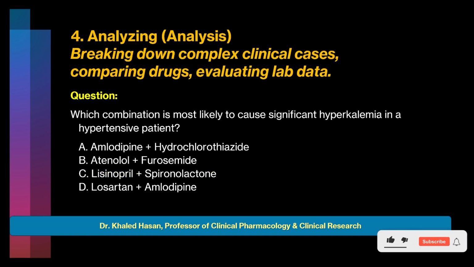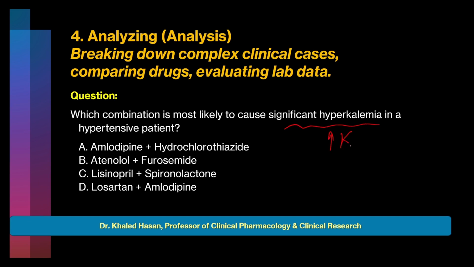Okay, analysis, breakdown of complex clinical cases here. Which combination is most likely to cause significant hyperkalemia in hypertensive patients? We're looking for increased level of potassium. Which of the following causes significant hyperkalemia in a hypertensive patient? A, amlodipine hydrochlorothiazide, B, atenolol furosemide, C, lisinopril spironolactone, or D, losartan amlodipine.